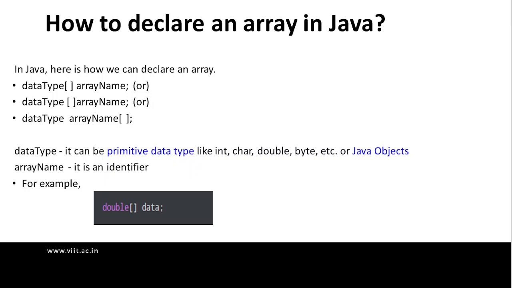The array name is an identifier. For example, if I would like to create an array of the double data type, I can declare this statement as double, then square brackets, opening and closing, then the array name and a semicolon.